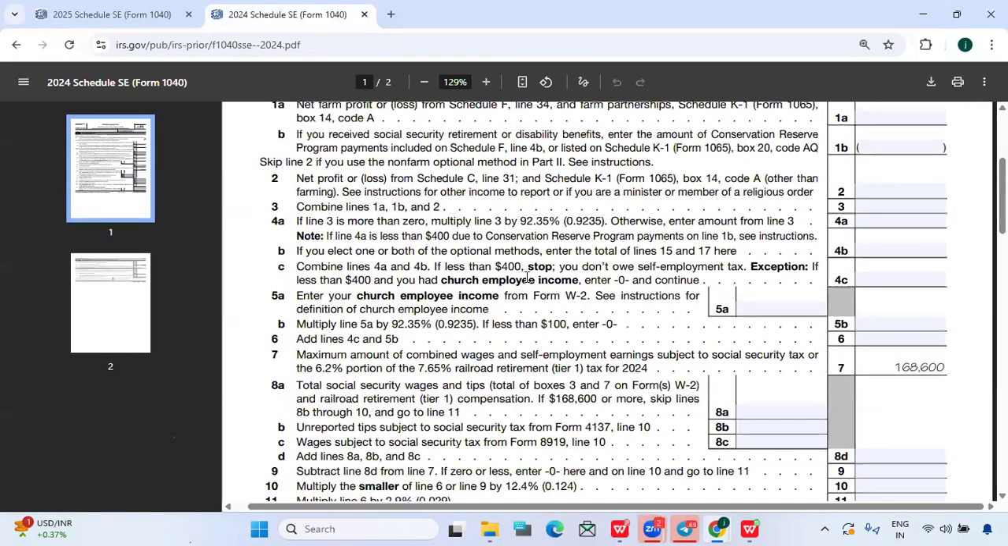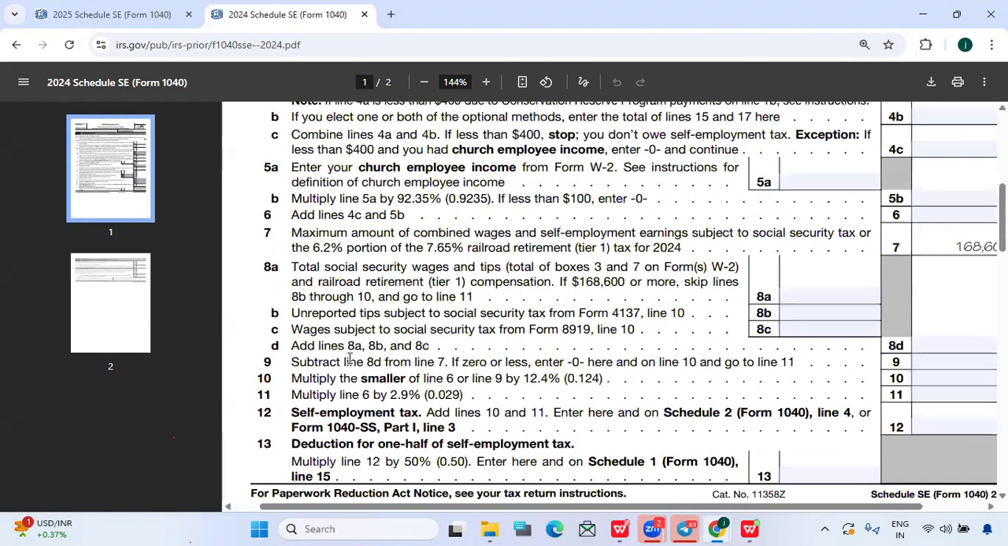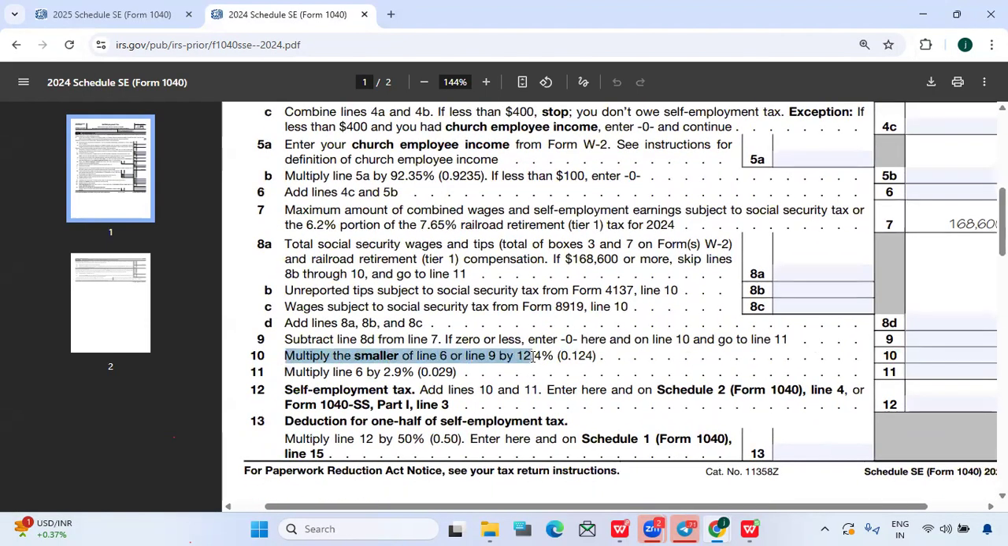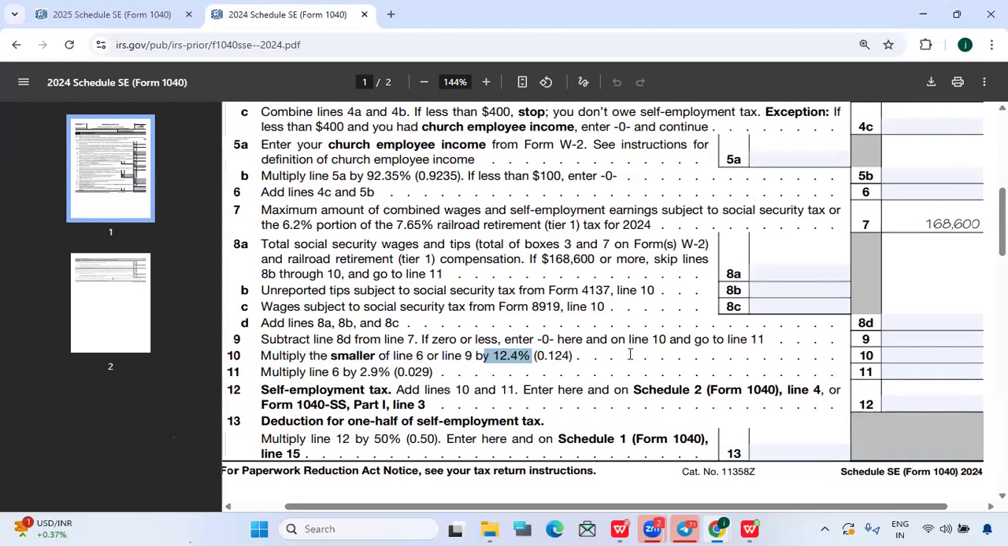You can see here 168,600. From where are we getting this 168,600, guys? This is the limit, right? The Social Security base limit for 2024, which is 168,600. And also you can see here multiply by 12.4 percent. What is 12.4 percent? Social Security tax. And also 2.9 percent Medicare tax.